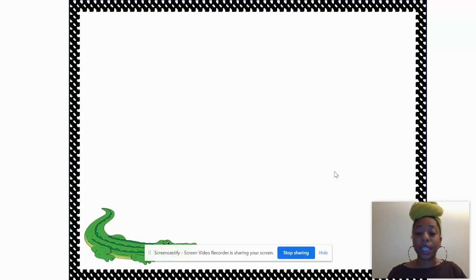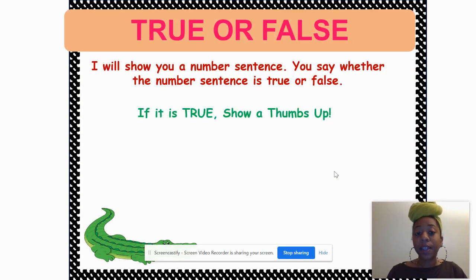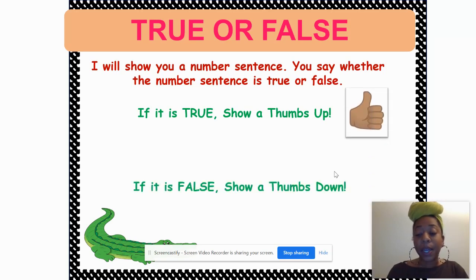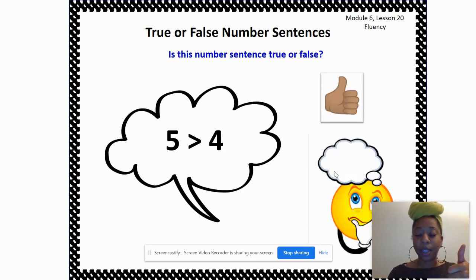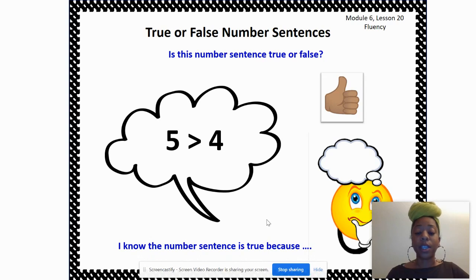Okay, let's get started with our fluency. If the number sentence I show you is true, show me a thumbs up. If the number sentence I show you is false, that means it's not right. Show me a thumbs down. Is this number sentence true or false? 5 is greater than 4. Let's think. Is 5 bigger than 4? If you show me a thumbs up, you're right. I know 5 is bigger than 4, so we know 5 is greater than 4. Nice work.